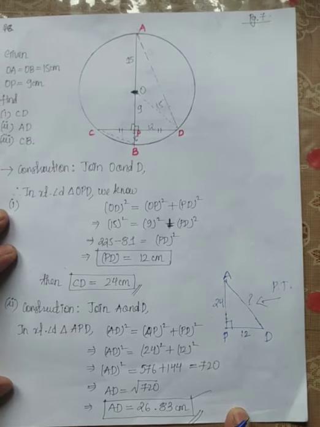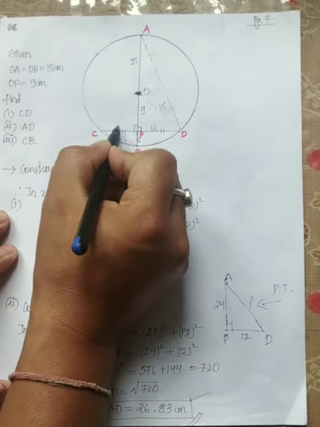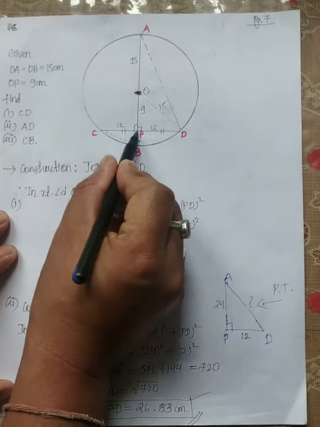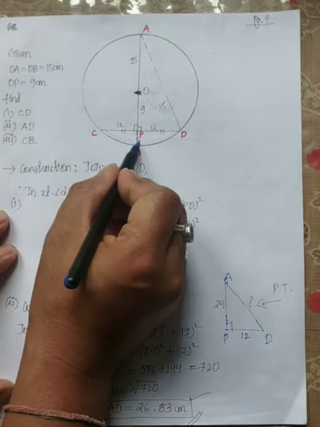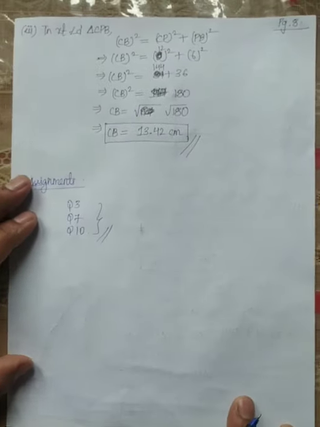So for CB, you can see here is again a right angle triangle. By the way, this is your 9, and this is your 12, and this is your 6. So CPB is a right angle triangle. 12, 6. You know how to do. Just use the Pythagoras theorem. The solution is out here.